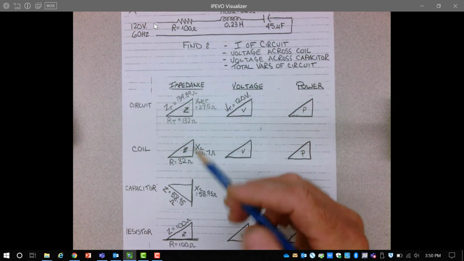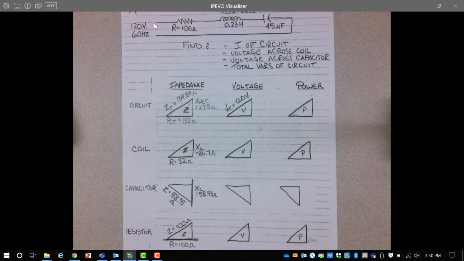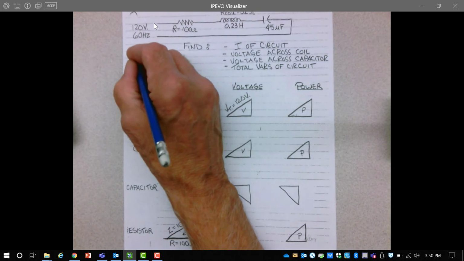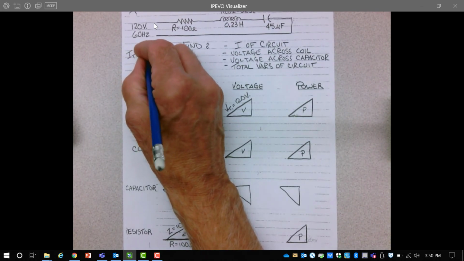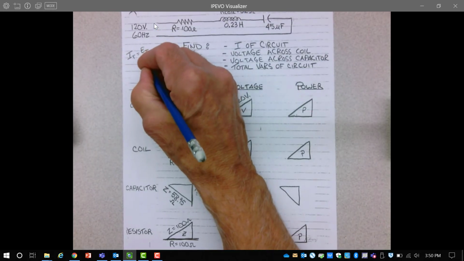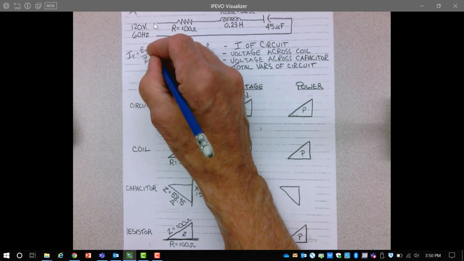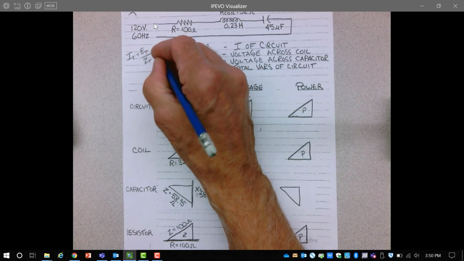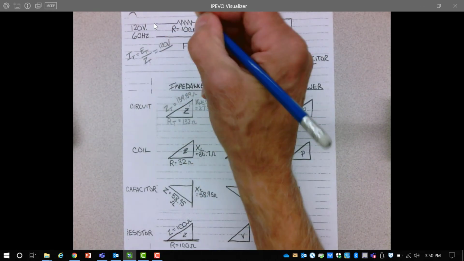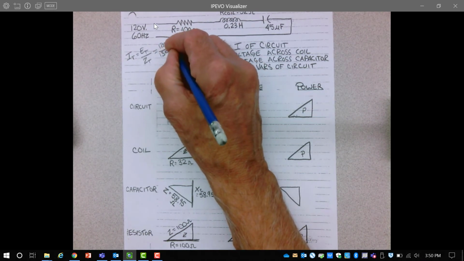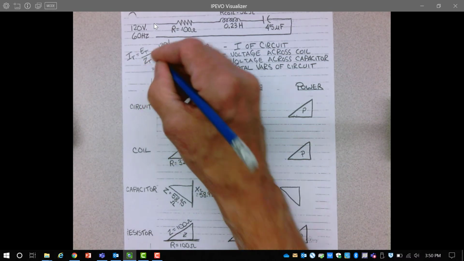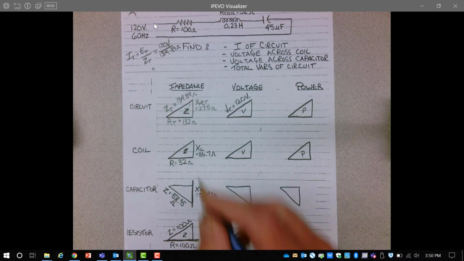Okay, so we know the total impedance of the circuit, and now we can find the total current of the circuit, which is always a great value to have for a series RLC circuit. Total current equals E total over Z total, 120 volts divided by 134.89 ohms, which gives us a current of 0.89 amps.